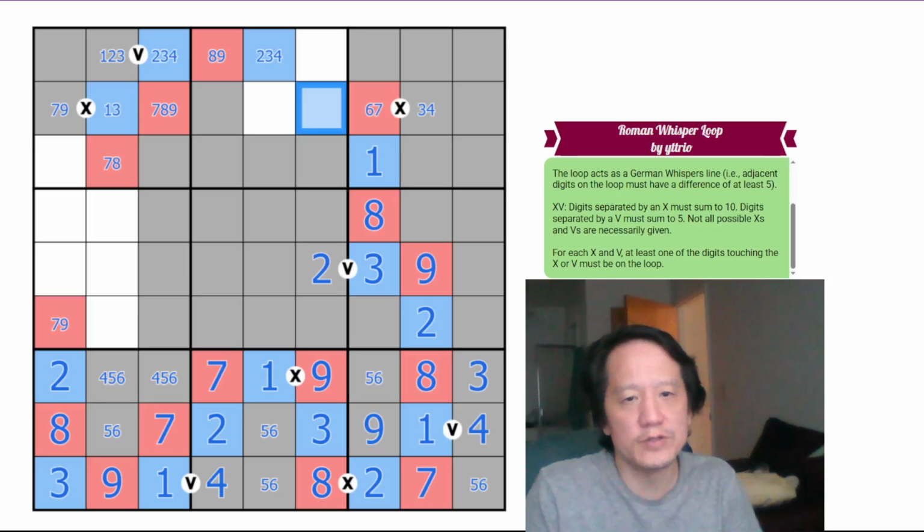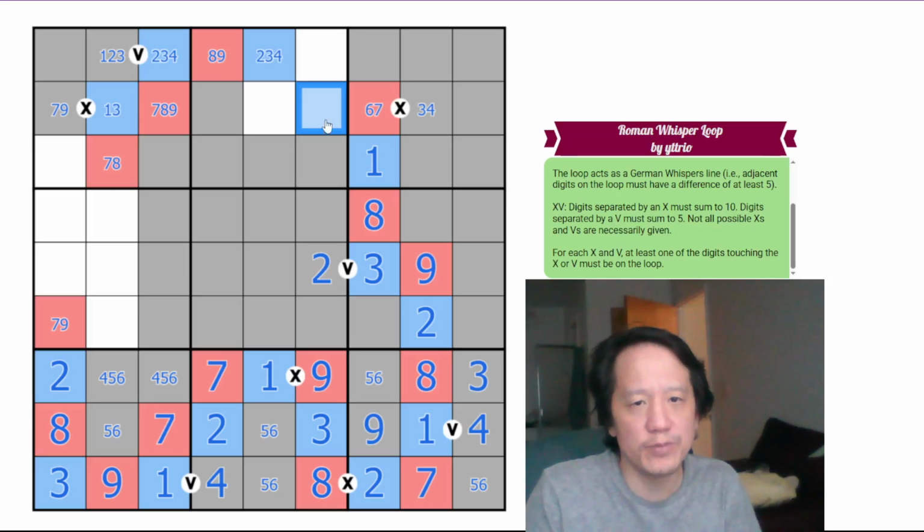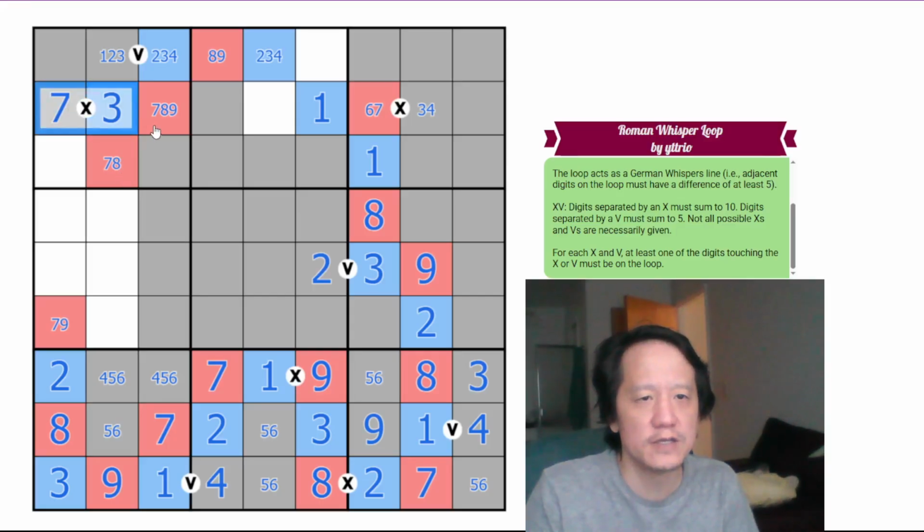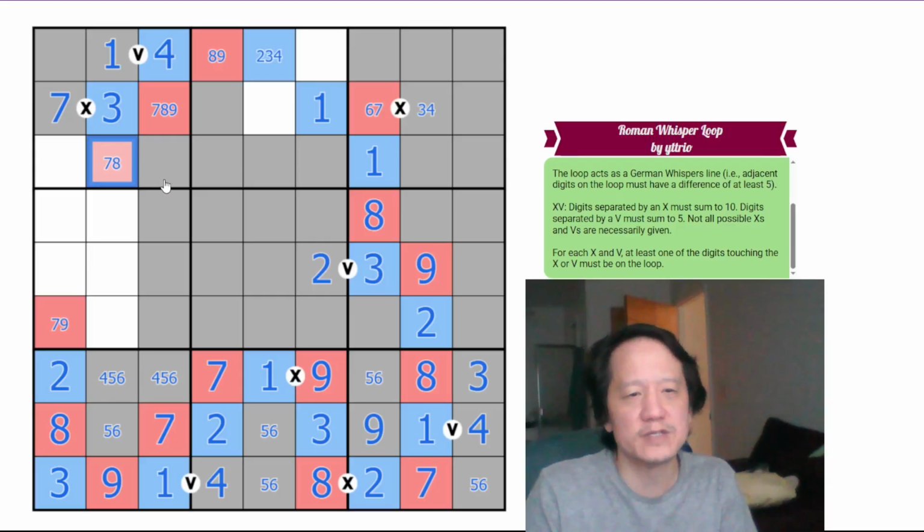This can't be 4 because it's next to a 6 or 7. So this is guaranteed to be a 1. That means this can't be 1. This is 3. This is 7 to add up to 10. This must be 1 and 4 to add up to 5 because 2 and 3 is no longer valid. This 7 eliminates 7 here, so this is 8, which makes this 9. This must be 9 to be next to the 4 on the German whisper loop, so this is 9. This cannot be 4. This is 2 or 3.